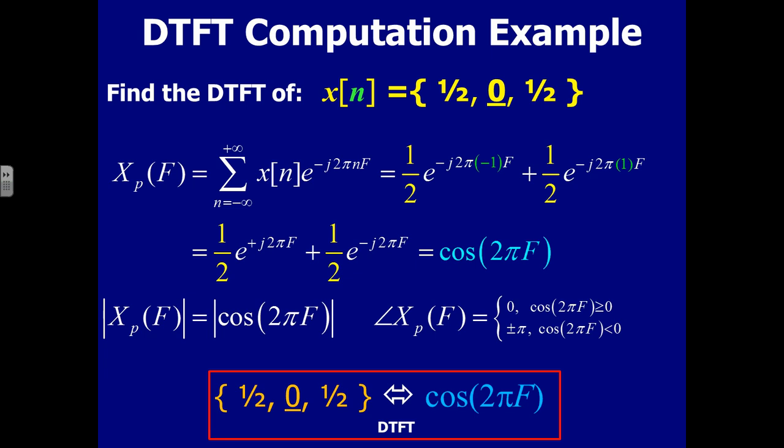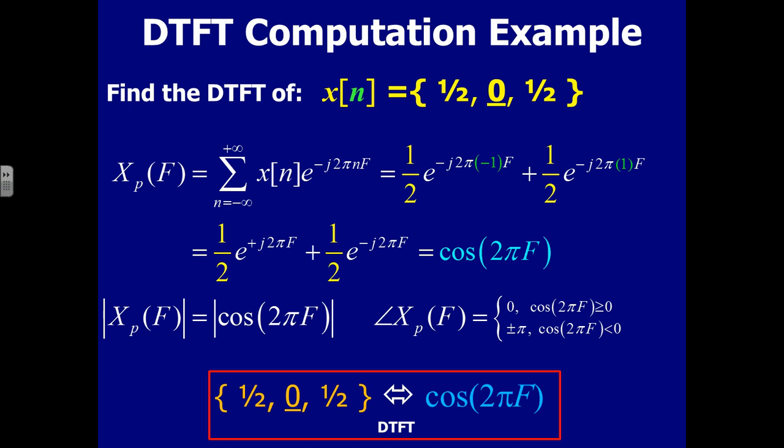So if we were plotting this as magnitude and phase, we would plot the magnitude of the function, magnitude cosine 2 pi f, for the magnitude spectrum. And for the phase spectrum, anywhere that the cosine function is positive, we would show a 0 phase. Anywhere the cosine was negative, we would show either a positive pi phase or a negative pi phase.